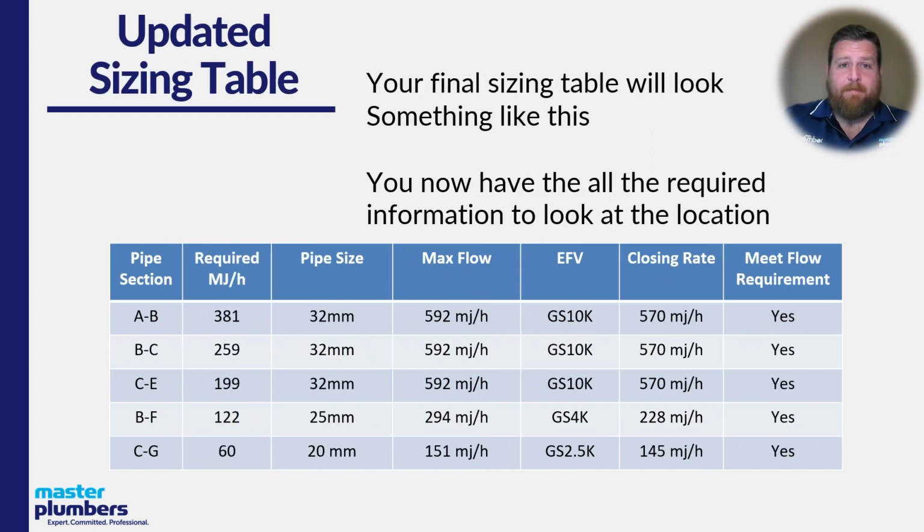All said and done, your sizing table is going to look something like this. It's a little bit more complicated than probably what we're used to seeing, but that's going to give you your piping sections, your current sizing, and the excess flow valves that are required for each of those areas. So we'll move on over to the location of these valves.